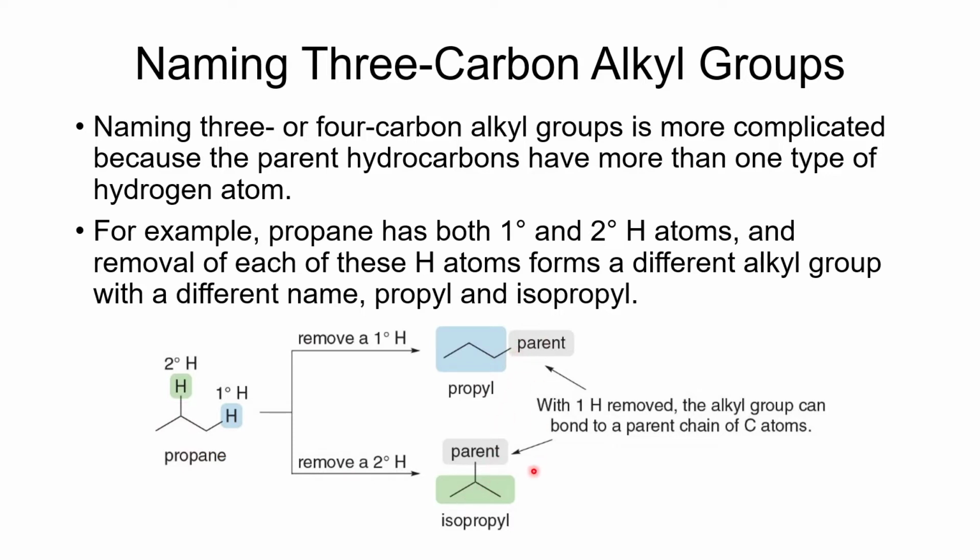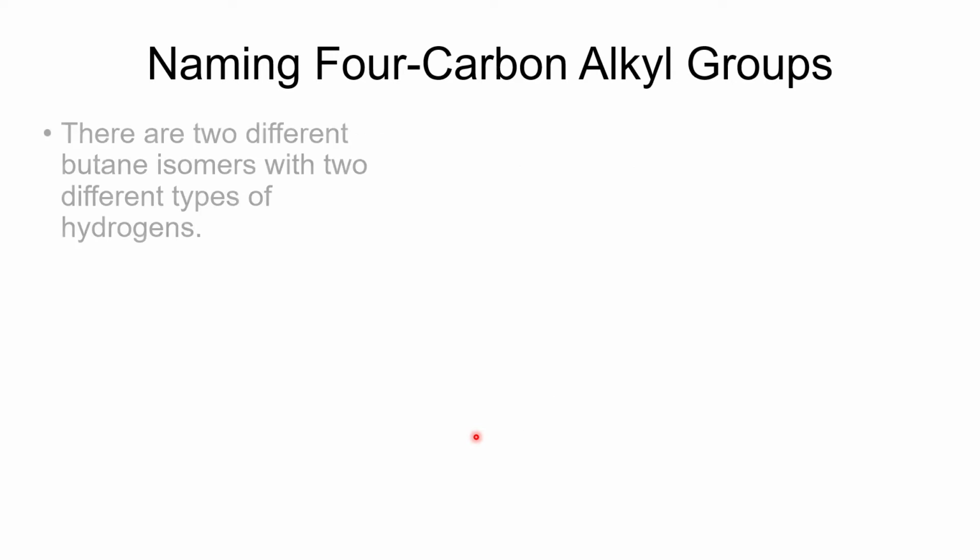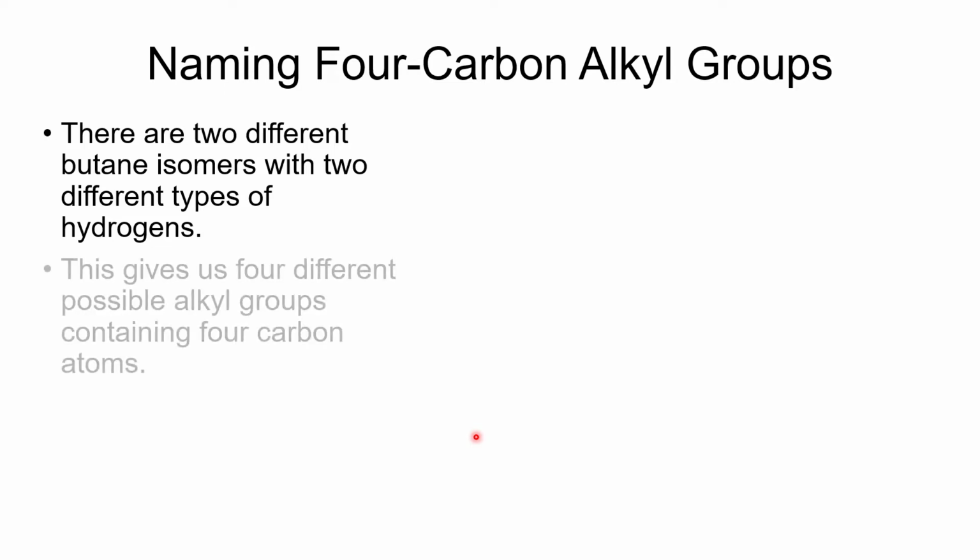So you will need to memorize these because these are common enough that we need to have them as part of our IUPAC nomenclature. So propyl and isopropyl, that's pretty easy. For the four carbon chains, it's a little bit more difficult, but it's not too bad. There are two different butane isomers, butane and isobutane, and each of those has two different types of hydrogens.